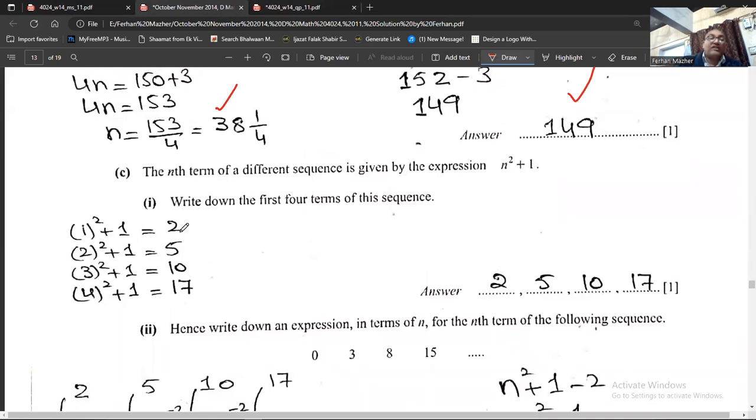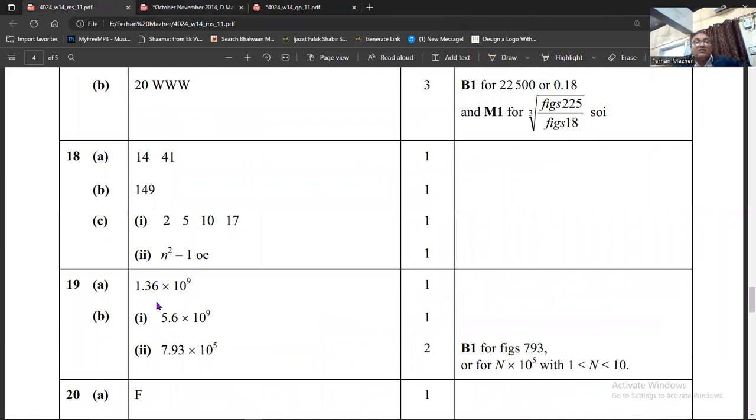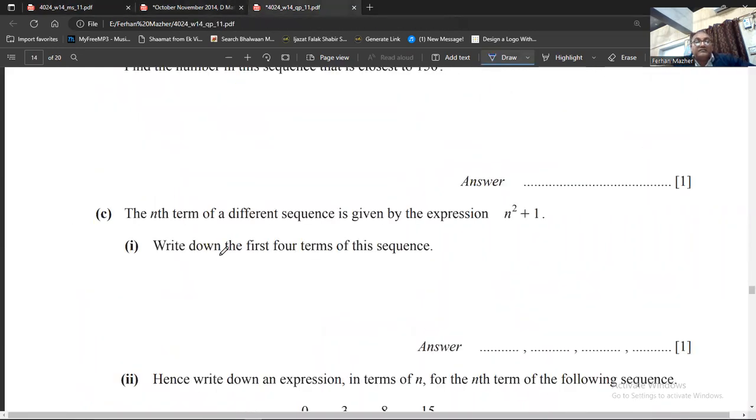So 1 square plus 1, that's 2. 2 square plus 1, that's 5. 3 square plus 1, that's 9 plus 1, that's 10. And 4 square plus 1, that's 16 plus 1, that's 17. So the first 4 terms are 2, 5, 10, 17.